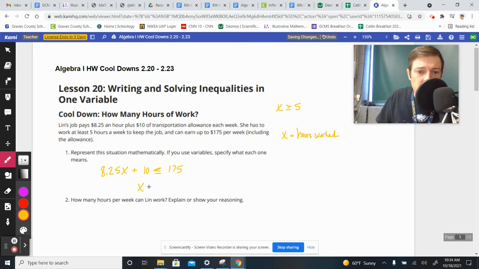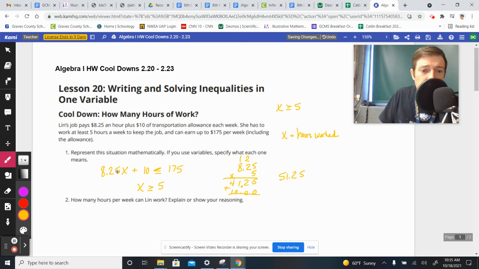And then this inequality, like we talked about before, would keep it constrained to I've got to work at least 5 hours. So we could actually put both of those in terms of money. If we take this and plug in a 5, we could find out what that amount needs to be. So we could say, okay, 8.25 times 5, which gives us $41.25 plus the $10 for the allowance, right? Would give me 51.25. So that's kind of like our bottom number.